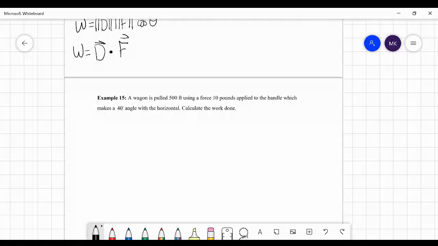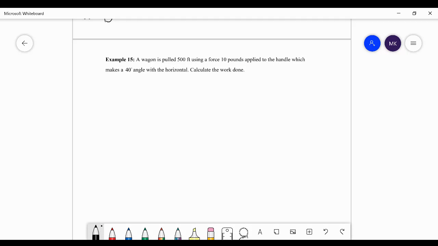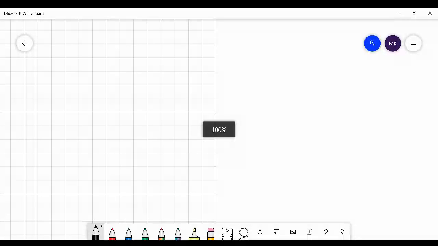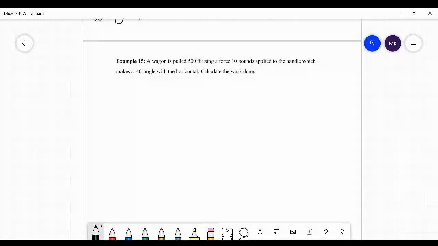So let's do an example like that. A wagon is pulled 500 feet using a force of 10 pounds applied to a handle, which makes a 40-degree angle with the horizontal. Calculate the work done. So what I have here is a wagon. It's a pretty terrible wagon. It doesn't even want to automatically do it in the square. A wagon. It's got a handle. And this angle here is 40 degrees.